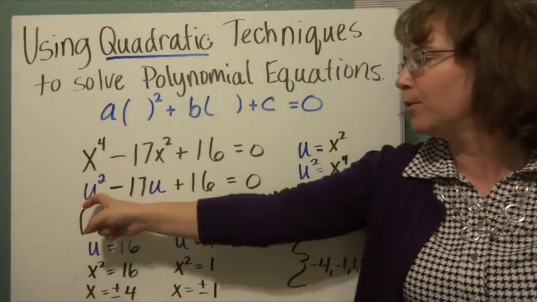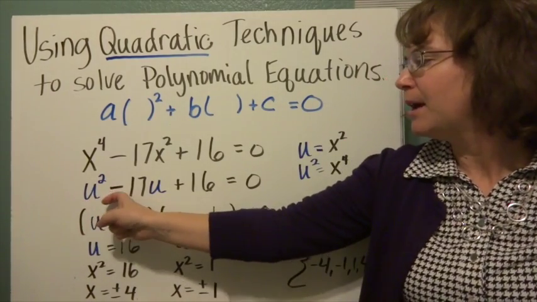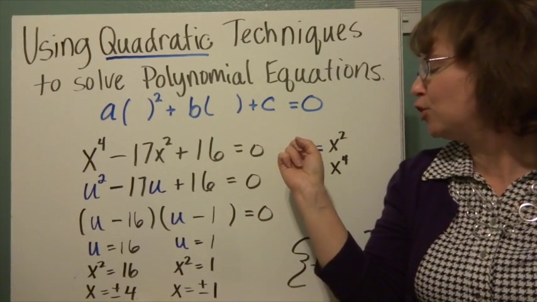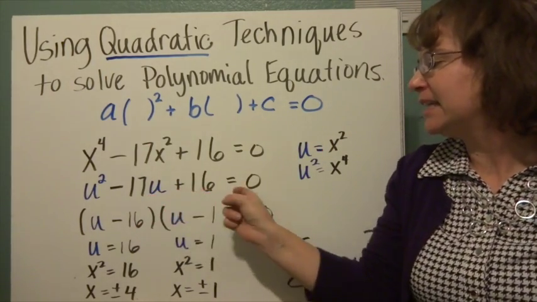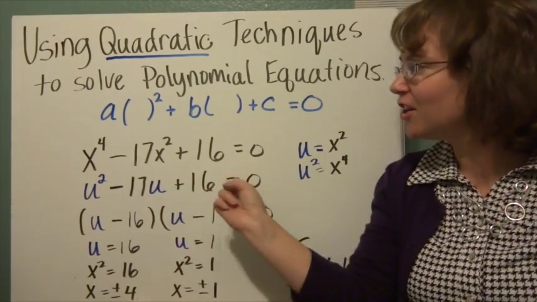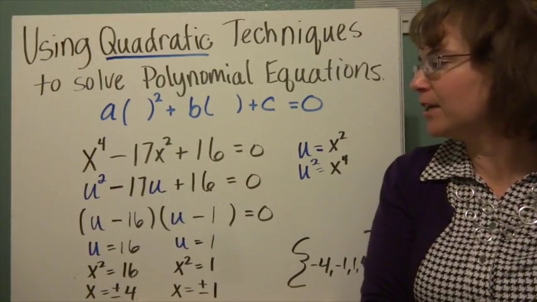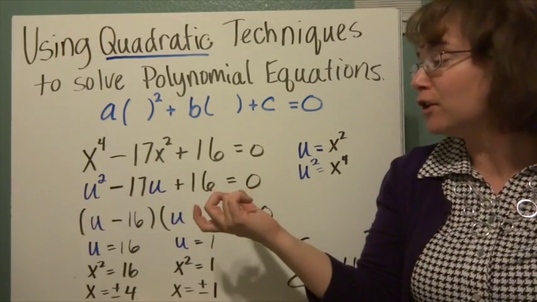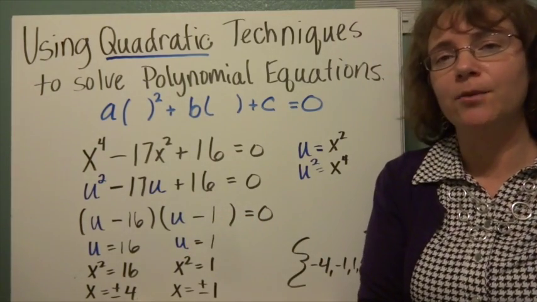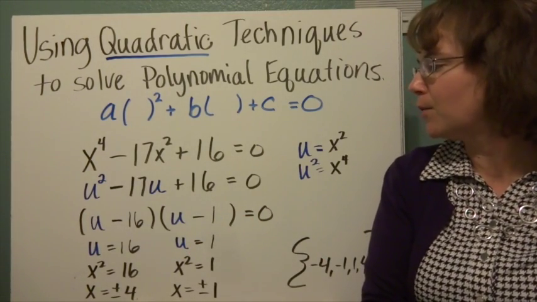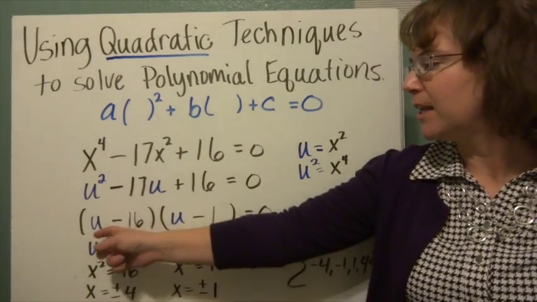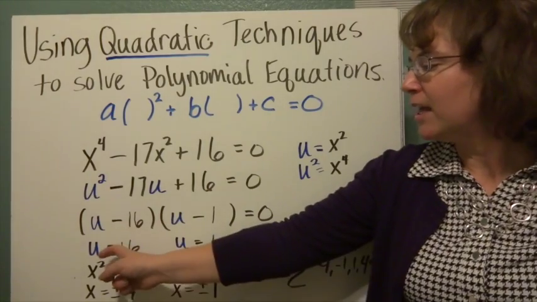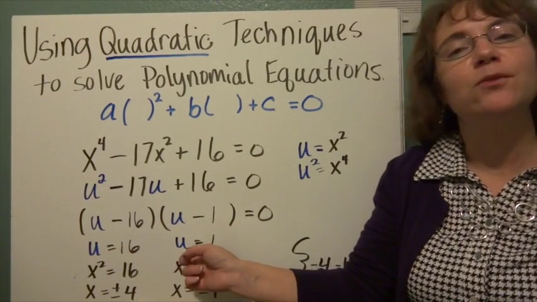So instead of x to the fourth, I'm going to put u squared, minus 17 times x squared, which I substituted in, I have u, plus 16 equals 0. Now this looks just like a quadratic equation. In fact, it is, and so I can go ahead and factor this one. And even if I couldn't factor, I know I could solve a quadratic equation by either completing the square or using the quadratic formula. But factoring this one, I have u minus 16 times u minus 1 is equal to 0. So that gives me u is equal to 16, or u is equal to 1.